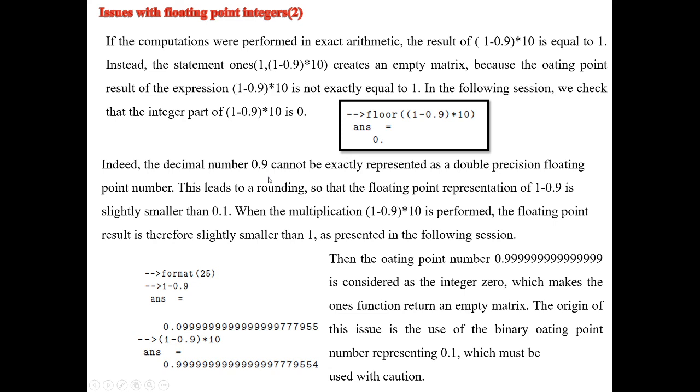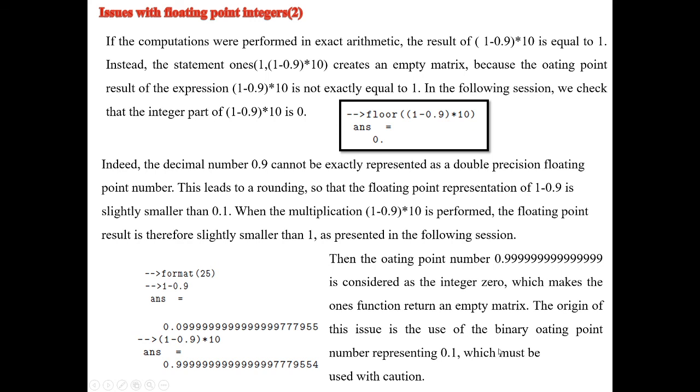The decimal number 0.1 cannot be exactly represented as a double precision floating point number. That is why it is smaller than 0.1. When the multiplication is performed with this, how will it be done? 1 minus 0.9, the answer will be like this. So 1 minus 0.9 into 10, the answer will be like this. This floating point number is considered as 0, so that this function returns an empty matrix.